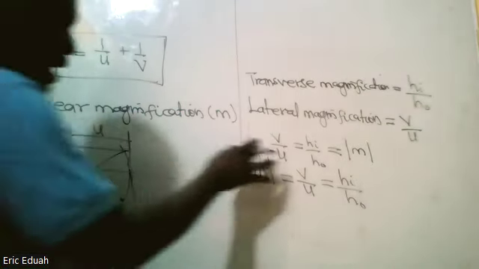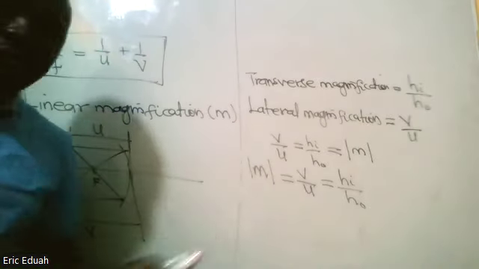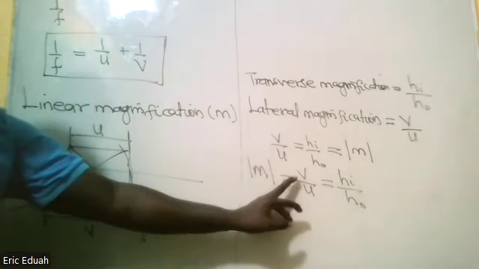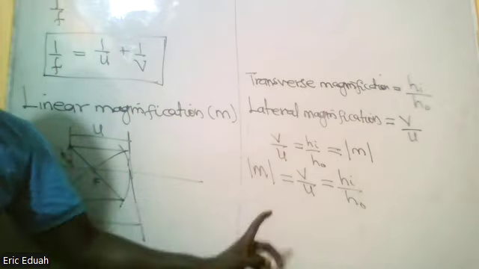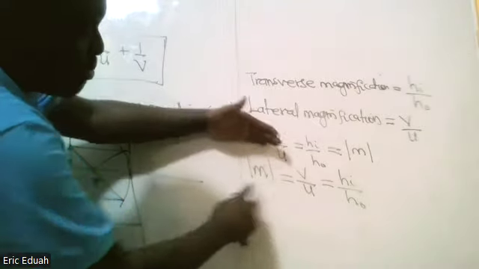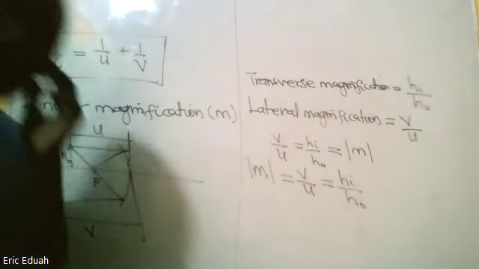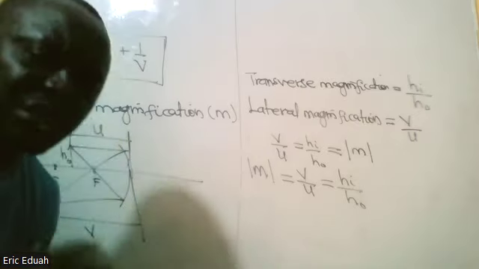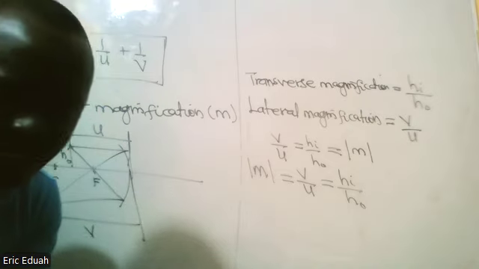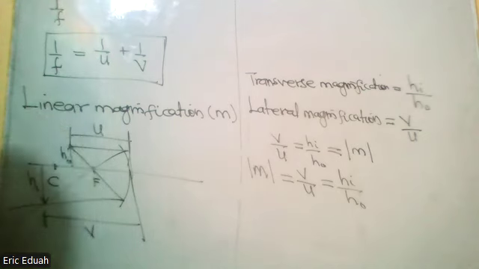Now, why this magnitude or absolute value? Sometimes, by virtue of whether the image is real or virtual, there is a positive or negative sign attached to this. So by using the absolute value sign or magnitude double line, we want to say that we are only interested in the number, not the sign attached to it. That is the reason we indicate that.